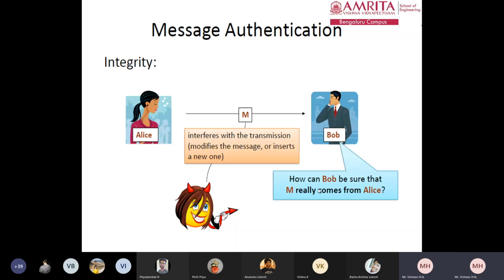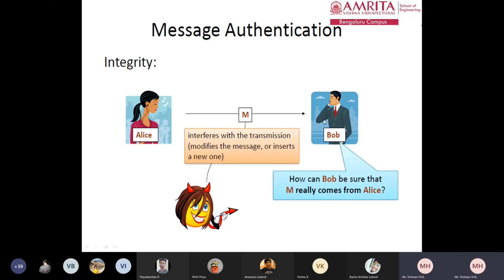So under integrity, the same thing I told you, the Alice and Bob example. There is an intermediate, we can say a hacker or someone, who interferes with the transmission, modifies the message or inserts a new one. Is that clear? And Bob receives it. How can Bob be sure that M really comes from Alice? Bob should have a confirmation that M has really come from Alice.